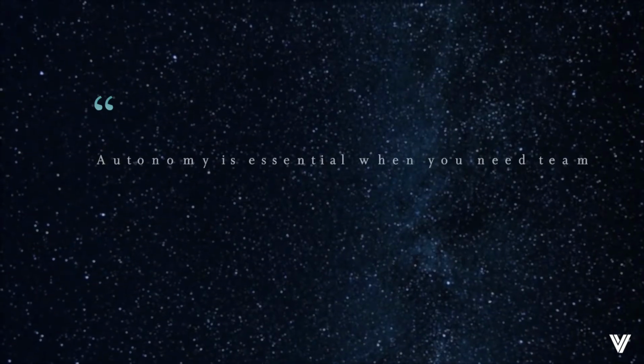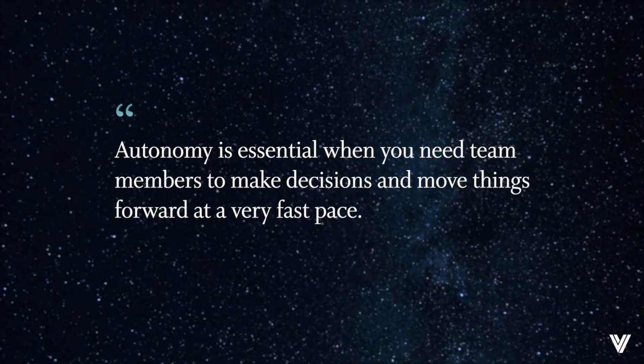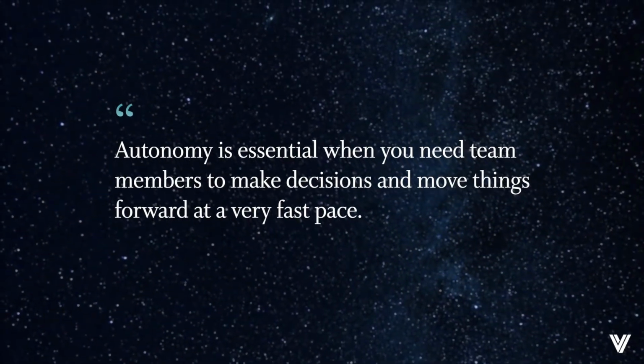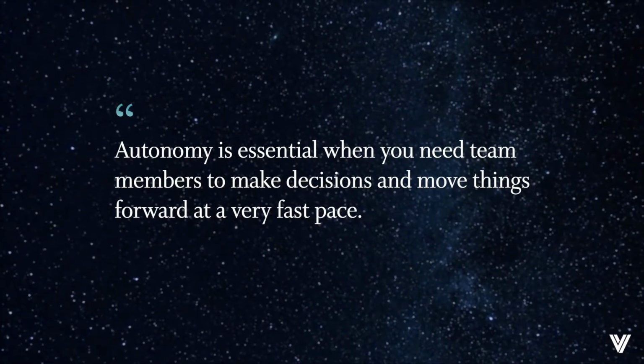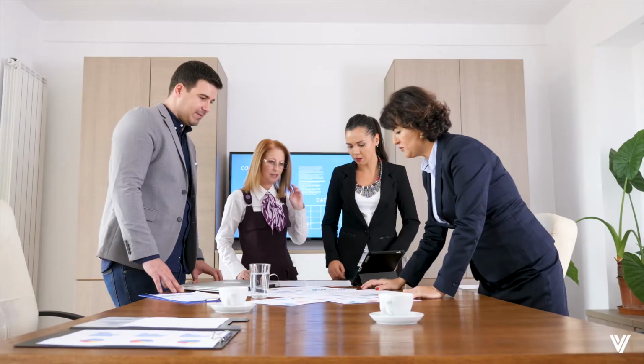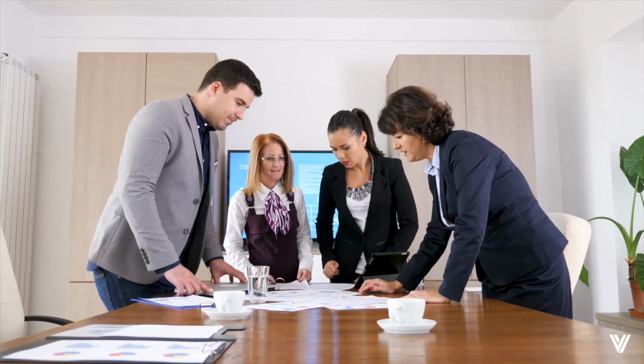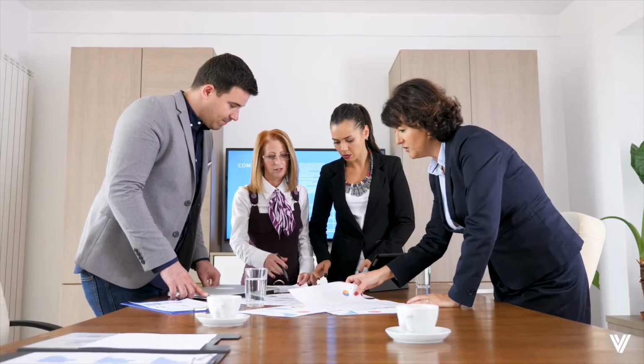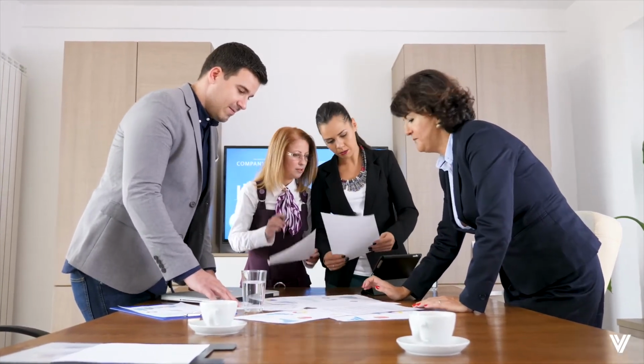So this leads to certain challenges of finding the right balance between autonomy and alignment with the teams that are involved. Autonomy is essential when you need team members to make decisions and move things forward at a very fast pace, like in the case of an MVP. On the other hand, alignment is even more critical because it ensures all the teams are moving towards the goals of the company. Aligned teams drive business success, and the conversations that we have during the workshops are at the heart of this alignment.